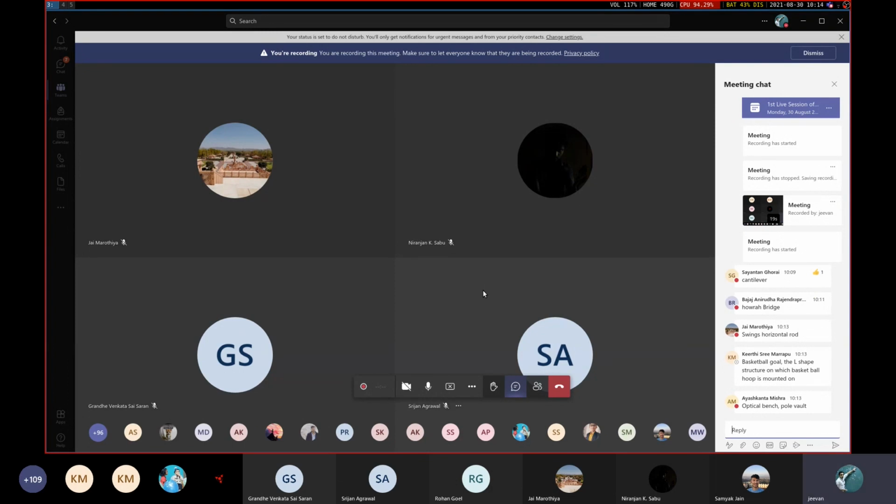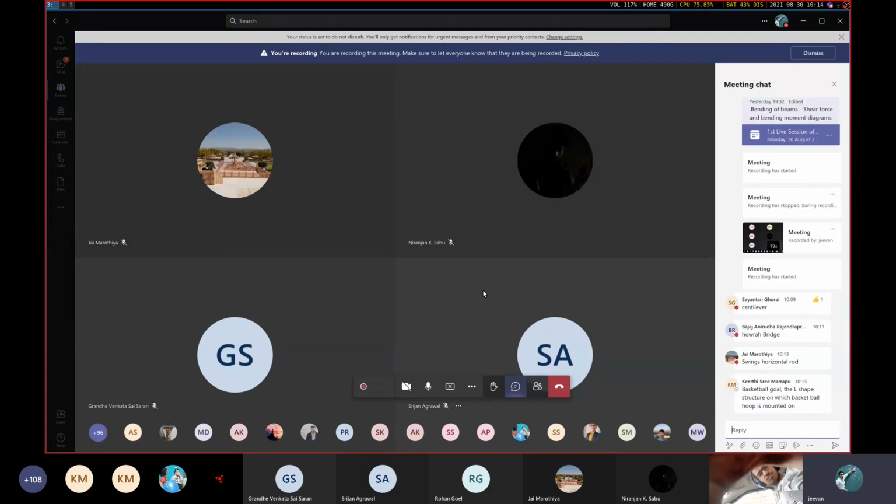Then Kirti is saying basketball goal, the L-shaped structure on which the basketball hoop is mounted. The L-shaped structure, the horizontal part of that L-shaped structure, yes. It is almost like a cantilever beam. The weightlifting board. Absolutely. The horizontal, yeah, that's a very classical example. In fact, it's so classic an example that in certain textbooks they will give that example as a motivating thing in the first page of the chapter.